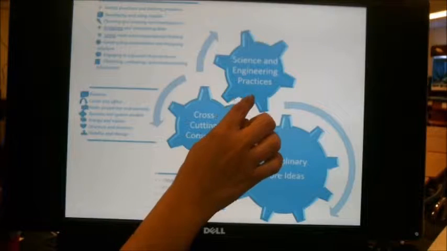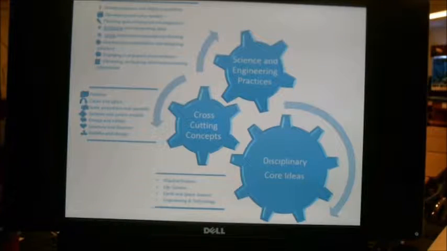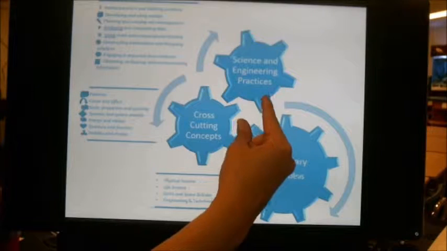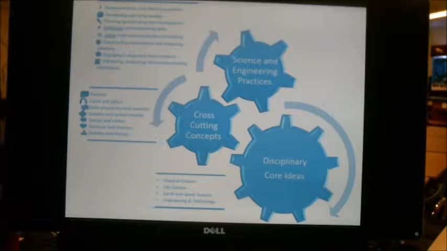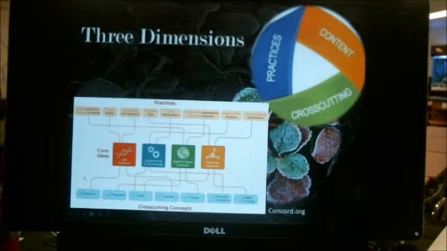And then the science and engineering practices include a list of 8 practices that scientists do and that we should be teaching our students to do. So that's the focus, and they include things like asking questions, developing and using models, planning and carrying out investigations, and other things. And these two parts, the practices and the cross-cutting concepts, those were my focus this year as I implemented these standards.